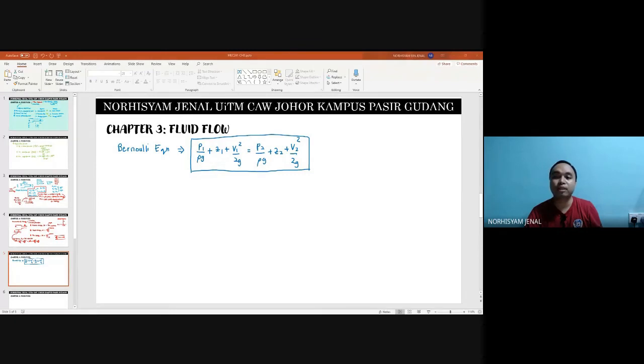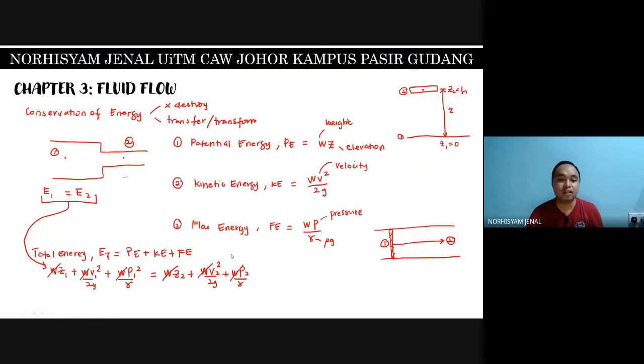Oh, why W2 kena cancel, sir? Saya tak faham. Sebab weight dia sama from left to right. Okay. I'll give you this slide like this. Okay, you can see weight of a fluid is the same.